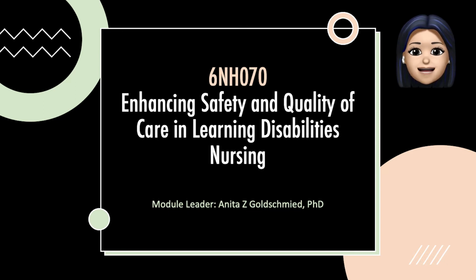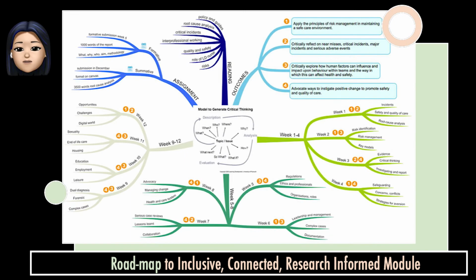So this module is 6NH070, Enhancing Safety and Quality of Care in Learning Disability Nursing. This first slide represents for me how connectivity, research and inclusivity present themselves in this module. It maps out the details such as the four learning outcomes, the weekly content and the final aim, the assignment. It shows dimensions and how these connect, like the orange numbers referring to the learning outcomes.